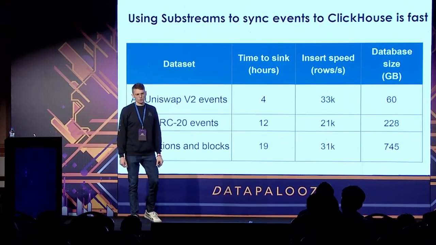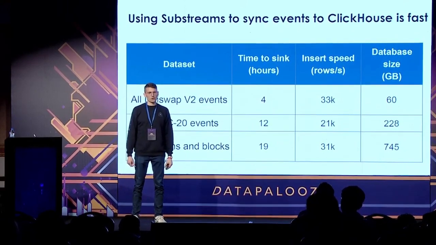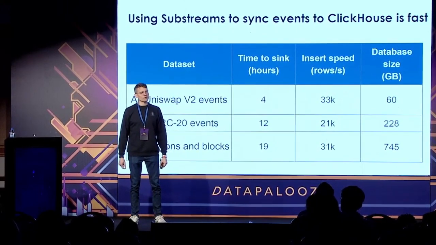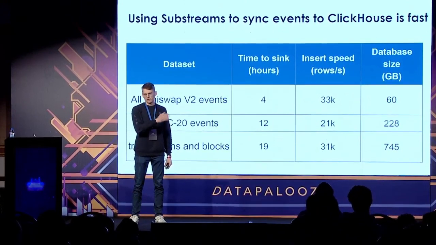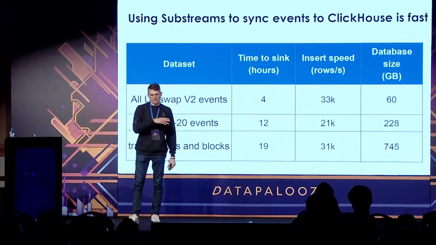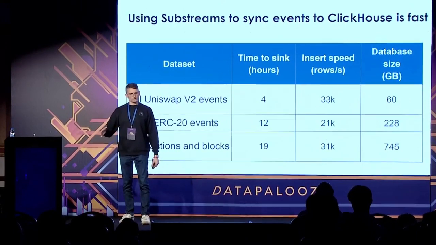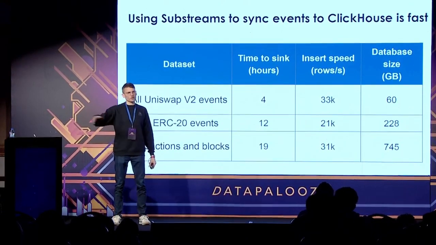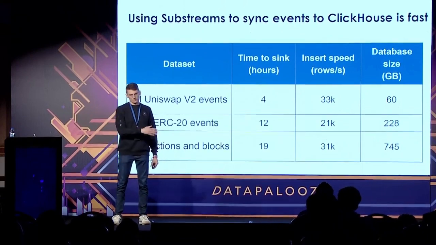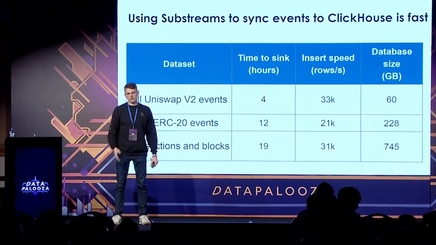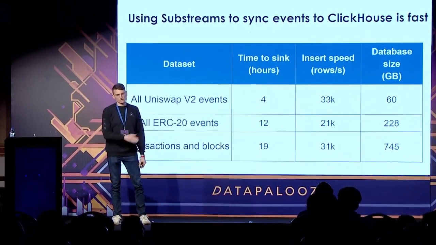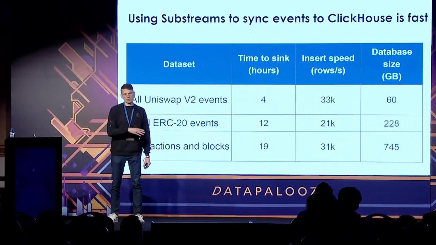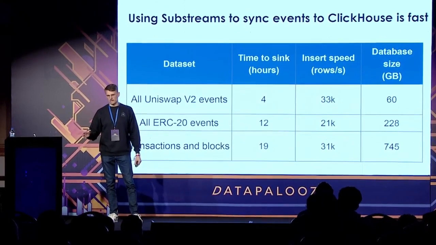So for example, on Ethereum, we can index all Uniswap v2 events from the launch of the v2 contracts and have it up to chain head in 4 hours. We can index all Ethereum ERC20 events from the time ERC20 was made available in 12 hours, and we can process the summary information from all Ethereum blocks in 19 hours.